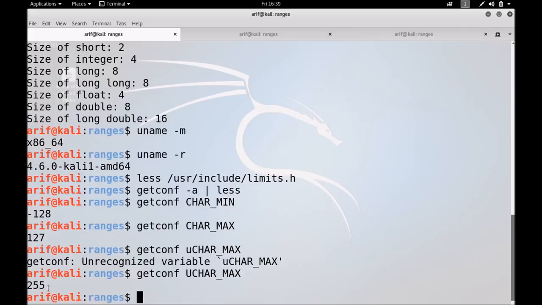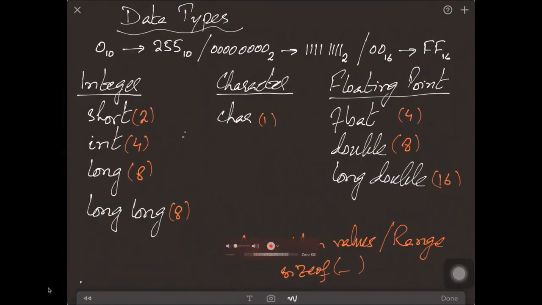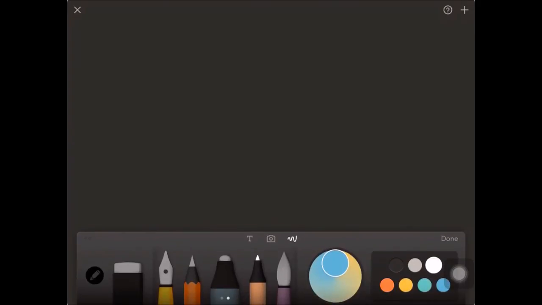Now before proceeding, let us try to understand how multiple bytes get stored in our memory. Let me move on to the board, and let me take white color again. I'm going to discuss multi-byte load and store.